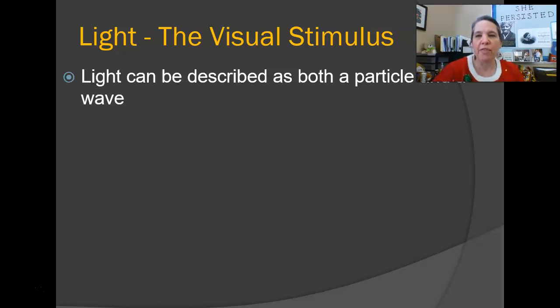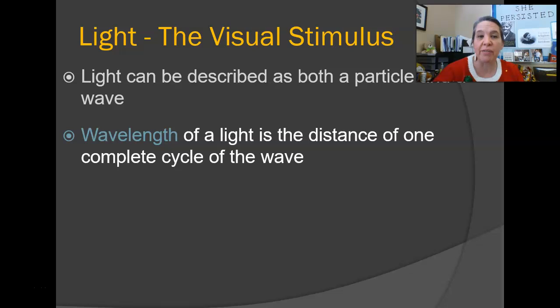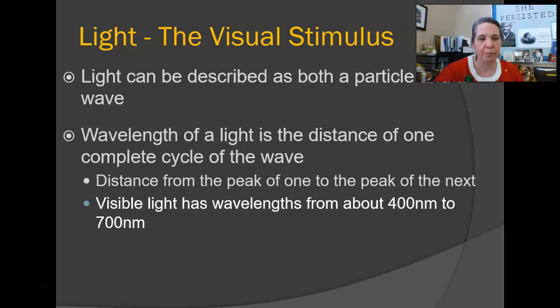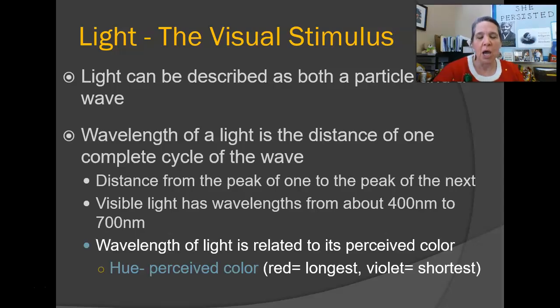All right, so the actual stimulus that comes into our eye is light energy. Light can be described as both a particle and a wave, and we talk about it in terms of wavelength. A wavelength of light is the distance of one complete cycle of the wave. I'm going to show you a picture of that in just a second. So this is the distance from one peak to the next peak. Visible light has wavelengths from about 400 nanometers to about 700 nanometers, which actually is a very, very small section of wavelength. And then the last thing about wavelength is it's related to its perceived color.